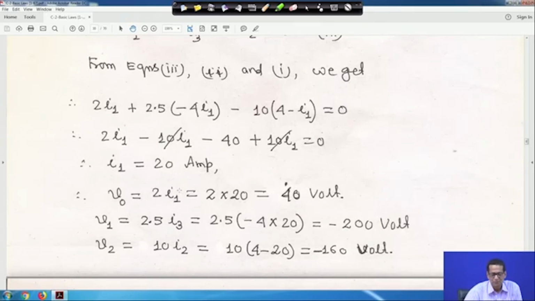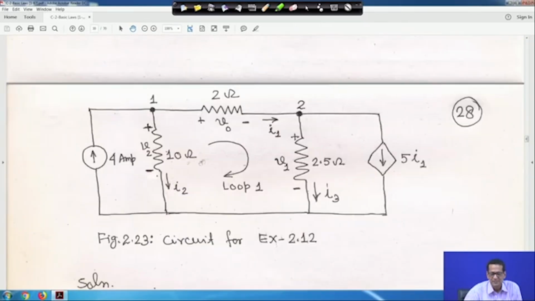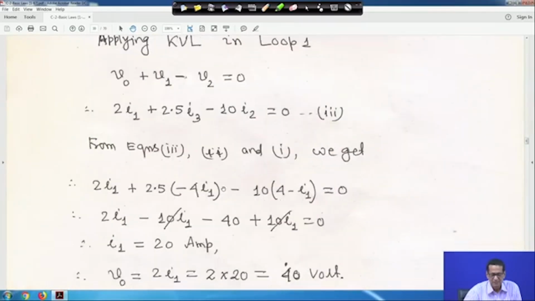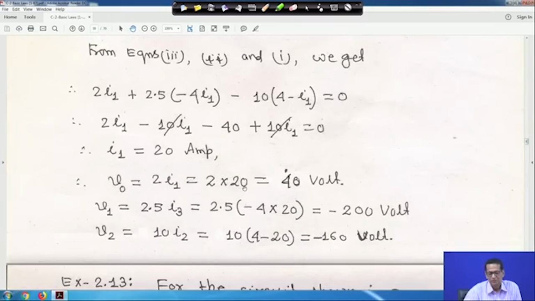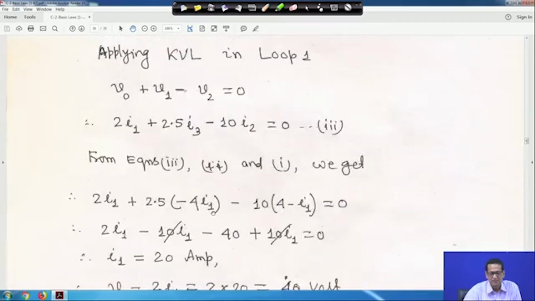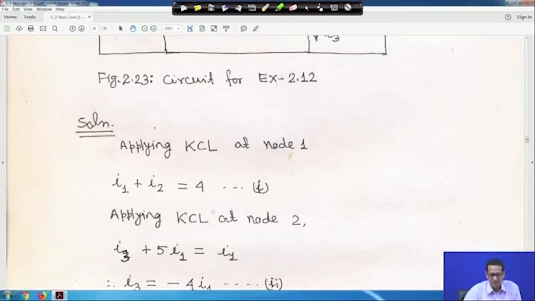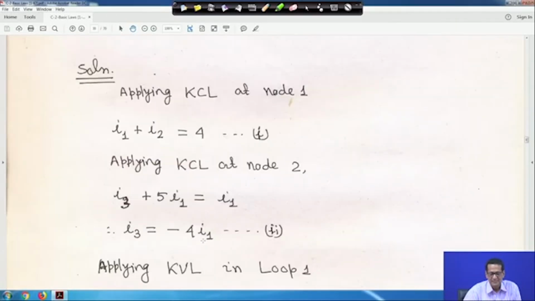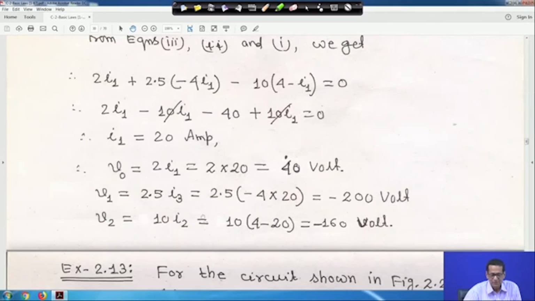So V0 is equal to 2 into I1, so V0 is equal to 2 into 20, 40 volt. Now, V1 is equal to 2.5 I3. I3 is equal to minus 4 I1 and I1 is equal to 20. So that means 2.5 into minus 4 into 20. So it is minus 200 volt. And V2 is equal to 10 I2.